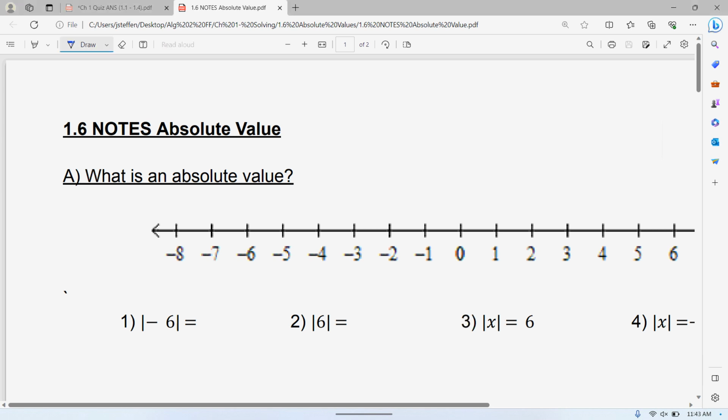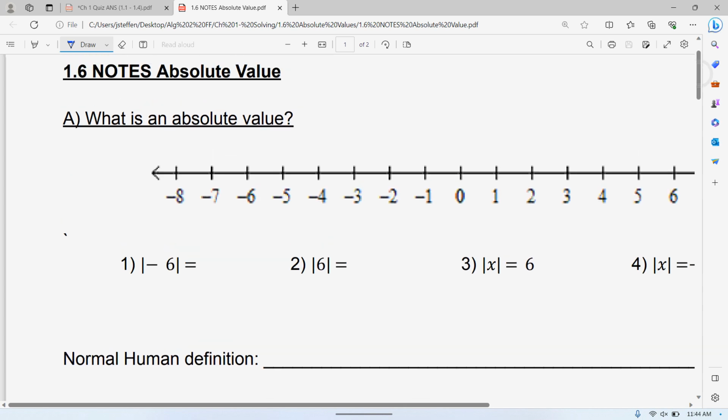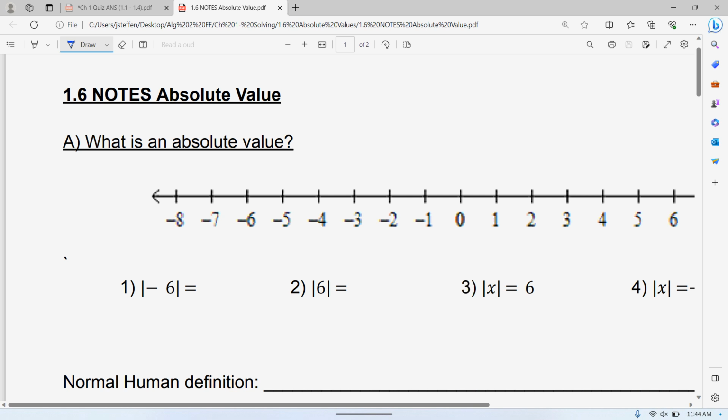So the last two lessons we are doing that are going to be on your test are both absolute value lessons. This first one, and again, I'm hoping you remember this from Algebra 1. If not, that's okay. We're going to kind of start from scratch. This is just kind of the basics of absolute values.